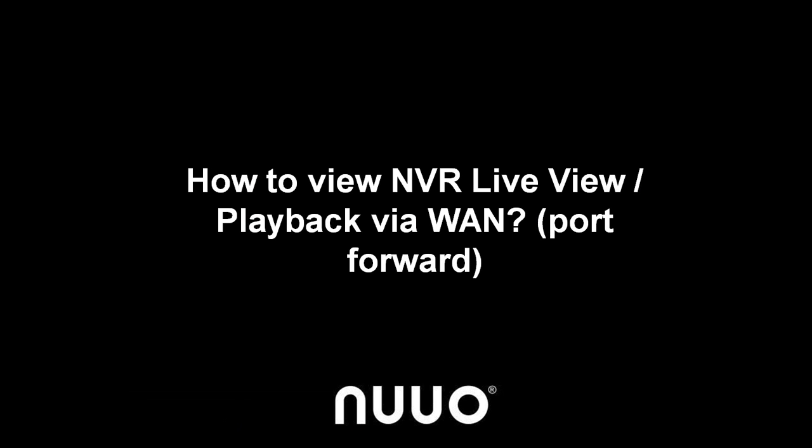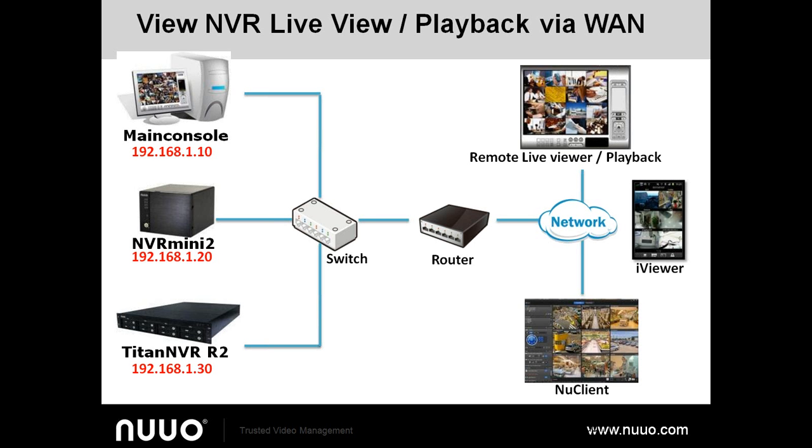Okay, the last topic will let you know which ports you need to set up port forwarding for in the router if you want to see live view and playback via WAN. In this page, you can see there are 3 NUUO NVRs with different private IP addresses. If the user wants to use the remote live viewer and playback, or iViewer, or new client to see a NUUO NVR live view and playback via the internet, which ports must the user open?